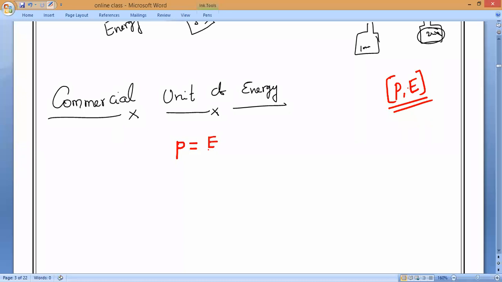Energy by time. Very good. From that, can you tell me, Abhirami, energy is equals to what is the formula? Energy is equals to power into time. Everything clear?